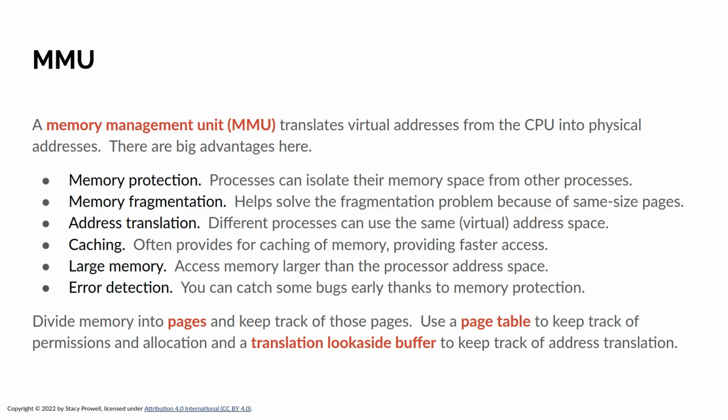We've figured 4K should be enough for any page, and that's pretty much where we've landed. We use a page table to keep track of the permissions and the allocation. And we use something called a translation look-aside buffer to keep track of address translation. We'll talk about that more in just a moment.